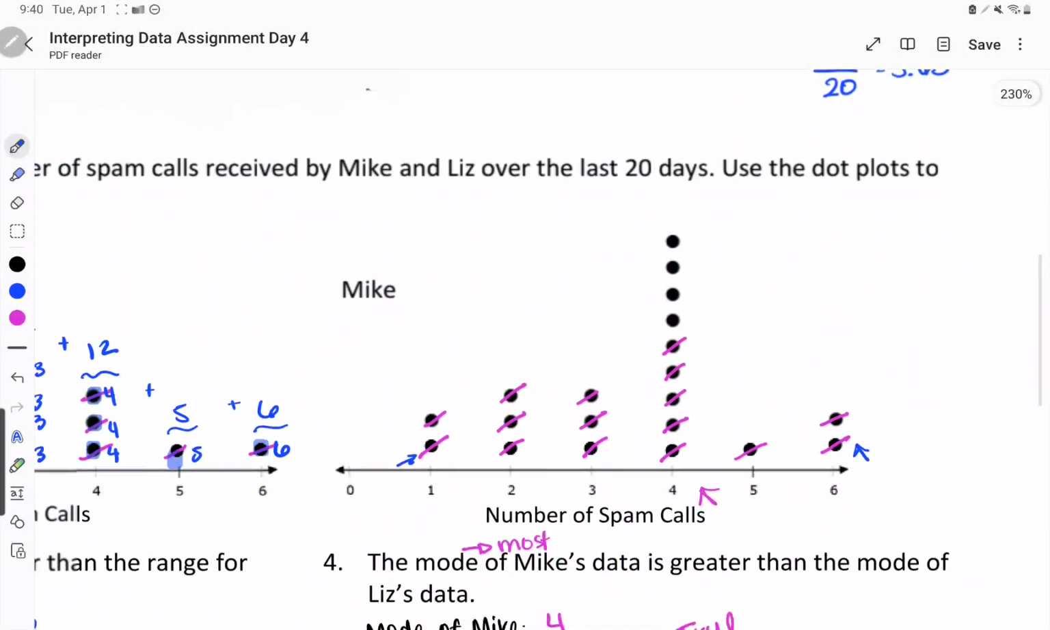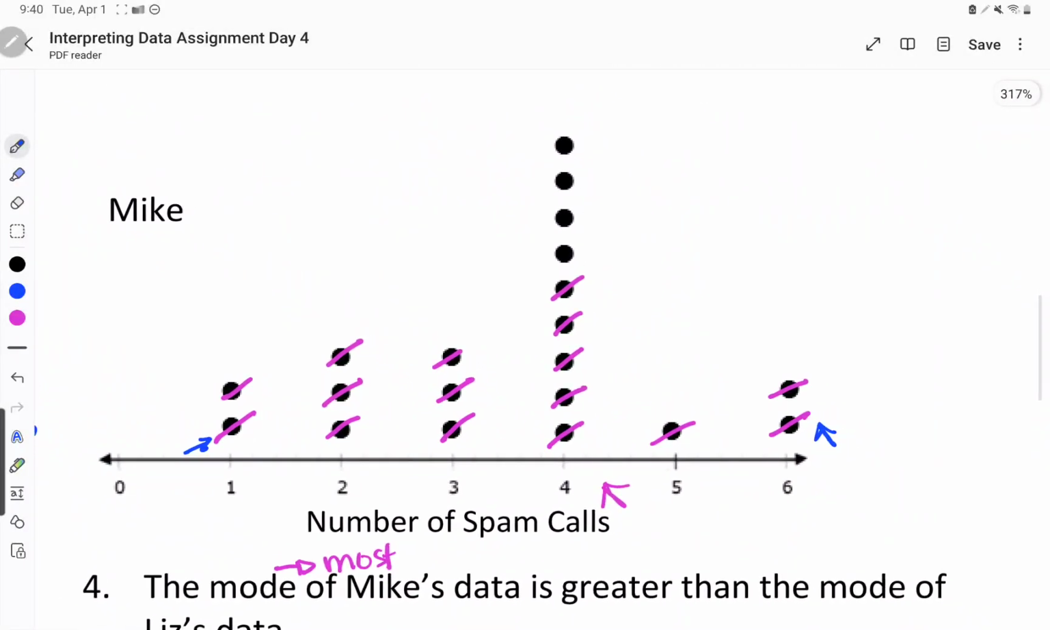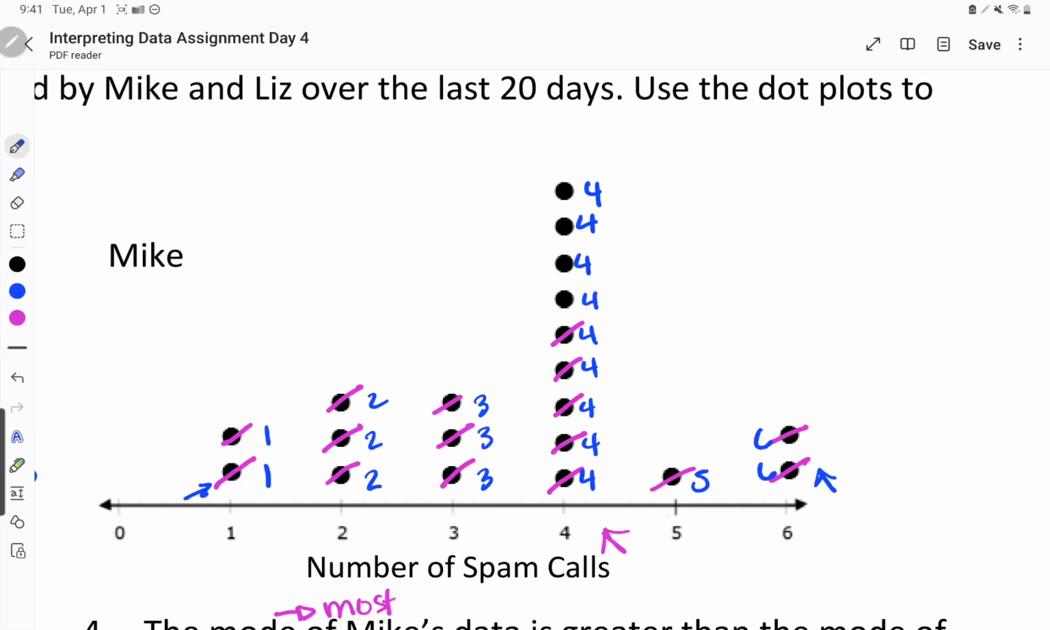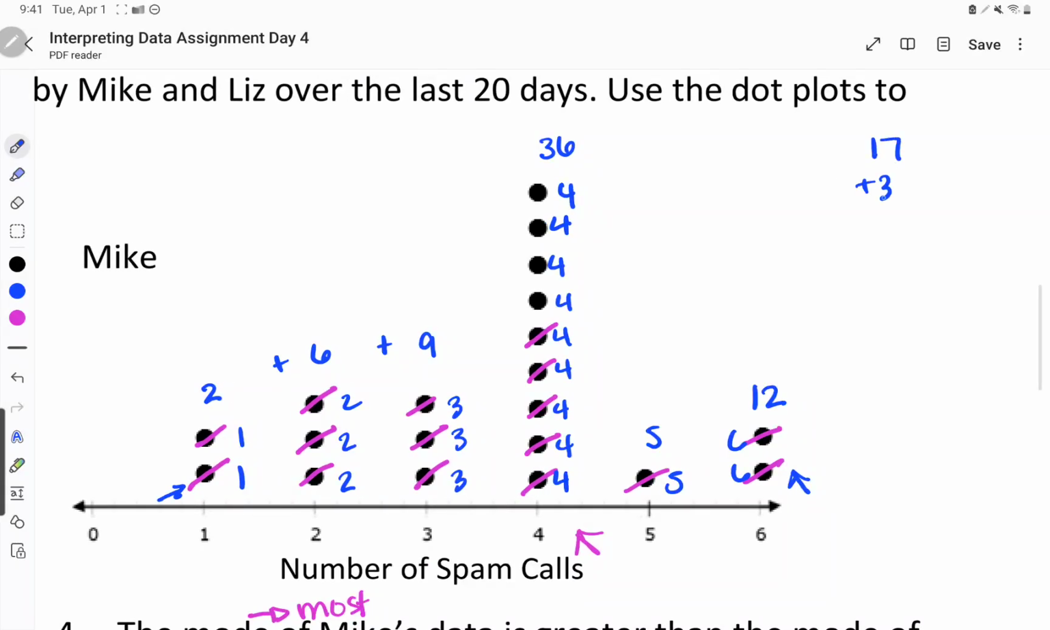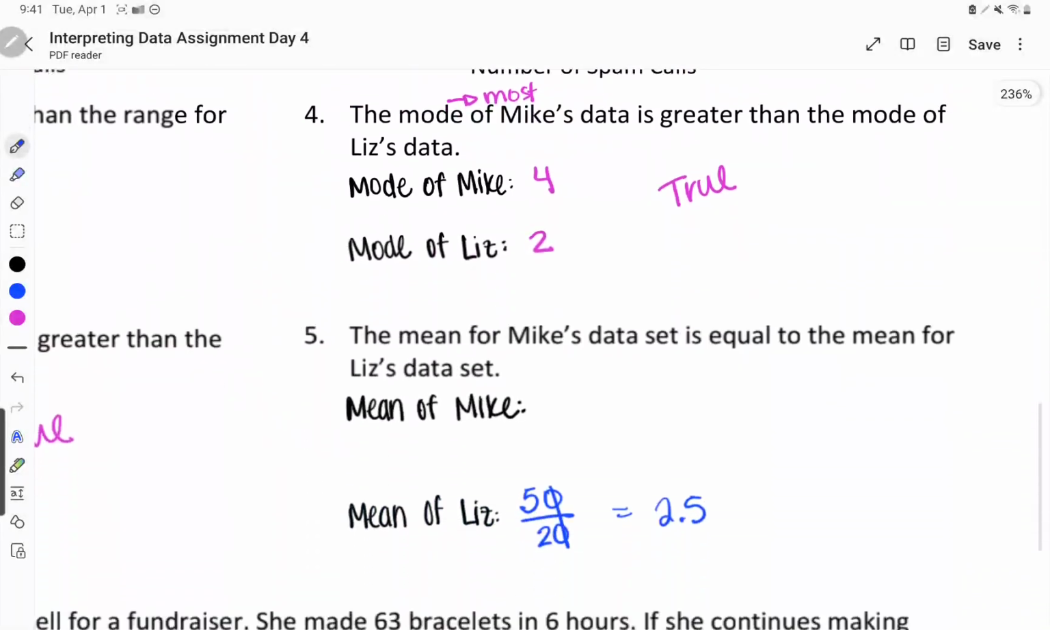So remember, how do I find the mean? I go through and add the values all together. So go through and label all of your values. Then what do you do with all of those values? You add them up together. So I would do 2 plus 6, which gives me 8. 8 plus 9, which gives me 17. And then I have 17 plus 36, which gives me 53. 53 plus 5, which gives me 58. And then 58 plus 12, which gives me 70.